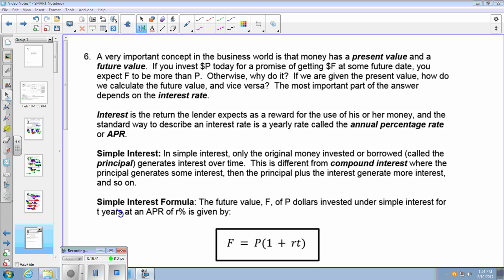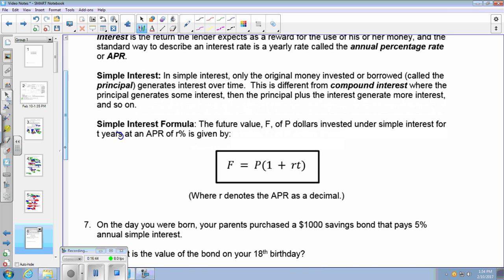All right, the simple interest formula. The future value F of P dollars invested under simple interest for T years at an APR of R% is given by this formula. So again, here's our future value, what we want it to be in the future. Here's your present value, so I'm going to put present or principal. Principal is what you start with. This is a constant, that's always in there. Here's your interest rate. And T is your time. And if your interest rate is annual, then this is going to be the number of years.